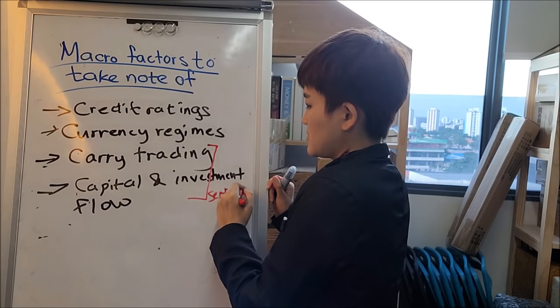What are the examples? Unscheduled events. Okay, examples: disasters, pandemics, wars. Okay, these are not predictable. These events are also going to affect sentiment and in turn affect capital and investment flow, and in turn affect carry trading flow, which in turn affects the currency.